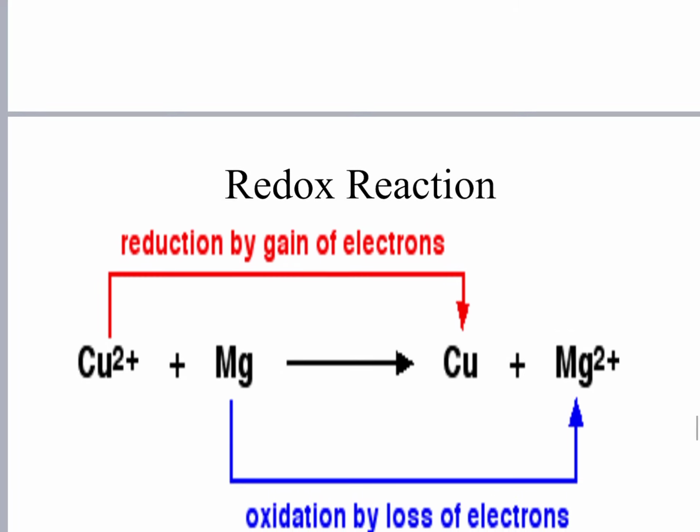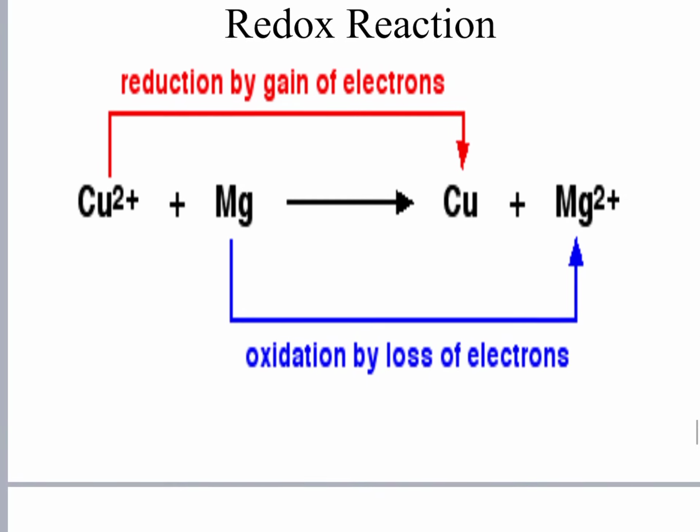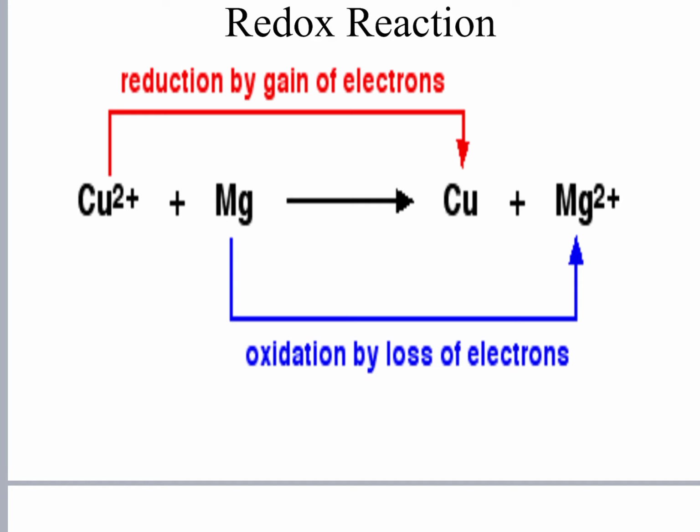Let us see an example of a redox reaction. Reduction is by gain of electrons. Cu2 plus plus Mg gives Cu plus Mg2 plus. A redox reaction is a reaction where both oxidation and reduction take place simultaneously.